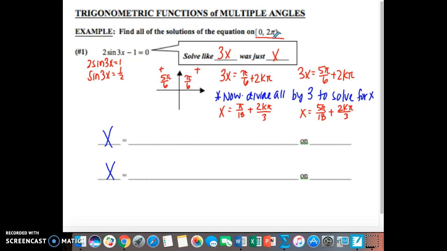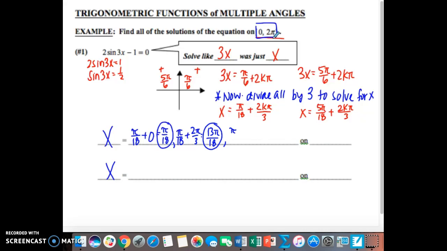So then our solutions to the equation can't just be the formula, x equals pi over 18 plus 2k pi over 3, because we are only concerned about solutions on the interval 0 to 2 pi. So we start off with pi over 18 plus 0, which is just pi over 18, so that's one of our solutions. We need to take pi over 18 plus a k value of 1, which is 2 pi over 3. And that gives us 13 pi over 18. So that's another solution.